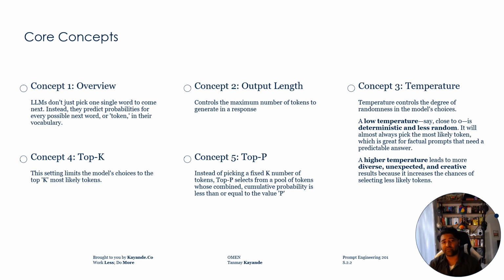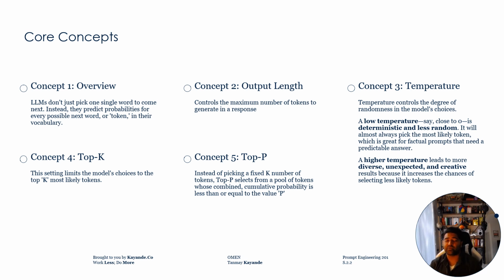Similar to top K is top P, or nucleus sampling. Instead of picking a fixed number of tokens, top P selects from a pool of tokens whose combined cumulative probability is less than or equal to the value of P. So if P is 0.9, it will consider the most likely tokens that add up to a 90% probability and pick from that group.